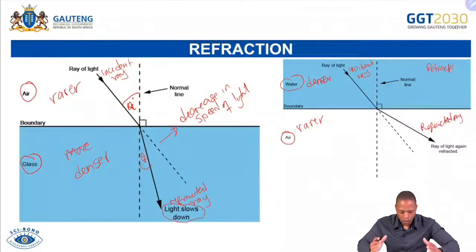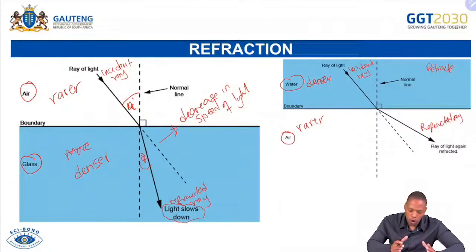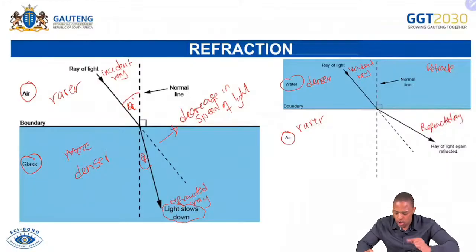Okay? Now, how will it be refracted? Is it also going to bend towards the normal? And the answer again there is no. This time around, it will not bend towards the normal. Why is the light not bending towards the normal? When light is moving from an optically denser medium to an optically rarer medium, or an optically more dense medium to an optically less dense medium, the light is going to gain speed, right?